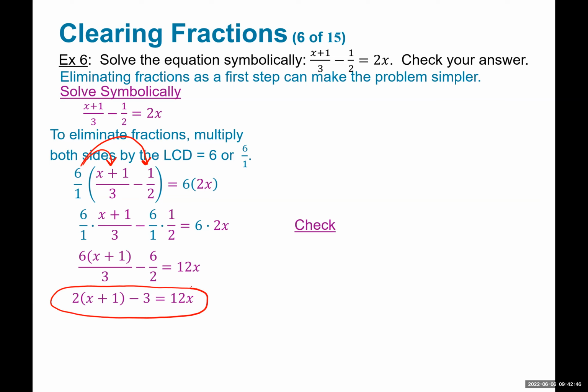So this is where we end when we multiply everything by 6. Notice that we have no more fractions left, because 6 divided by 3 just makes 2. 6 divided by 2 just makes 3. And that's how we get this next line. Now that we have that, we can use the rest of our strategies to solve these. Use the distributive property and then combine like terms and solve for x. So distributive property gives us 2x plus 2 minus 3 equals 12x. The 2 minus 3 makes -1, so that's where that comes from. Now we have 2x minus 1 equals 12x. So subtract the 2x from both sides because we need the x's together.